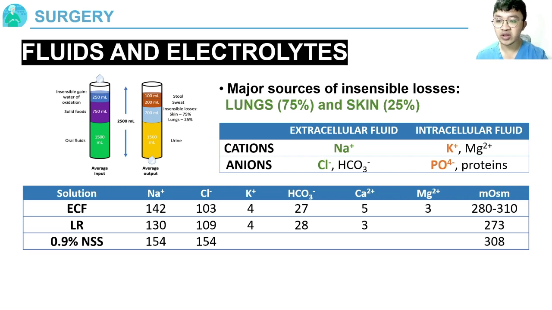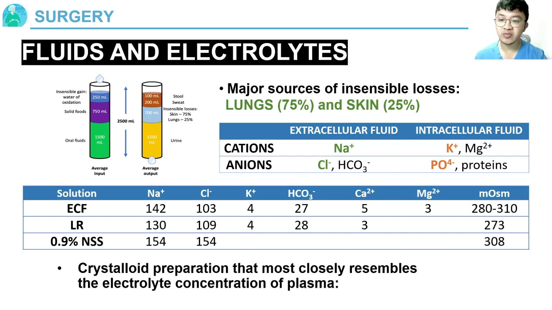Your NSS, your 0.9% plain NSS, only has normal saline. Saline means sodium chloride: 154 sodium and 154 chloride with a milliosmolarity of 308. 154 plus 154, that's 308, so you don't get confused. Your NSS as compared to your LR is relatively a bit more hypertonic. That's why NSS is actually preferred in neurotrauma, in which we want to pull water away from the cerebral compartment back to the vasculature, as compared to your LR.